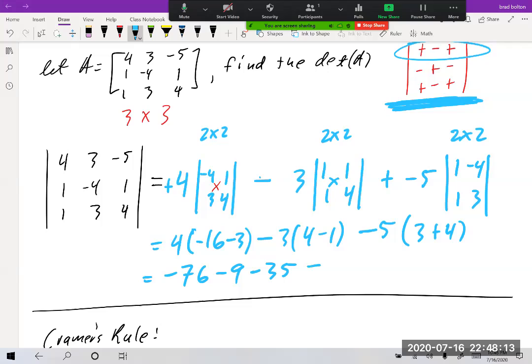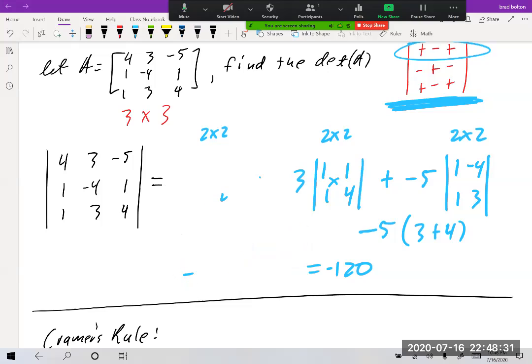And we get -120. Okay, so that's not so bad. That's pretty good. So that's basically how you do a 3 by 3. You pick any column that you want, and you get the answer. Now, what if I chose a different column and a different row?